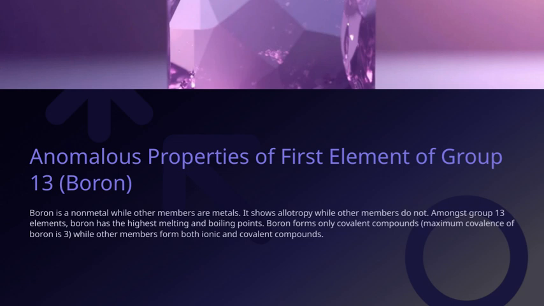Speaking of bonding, boron only forms covalent compounds with a maximum covalence of 3, meaning it typically shares electrons with up to 3 other atoms. In contrast, the other elements in the group can form both ionic and covalent compounds, showcasing their more metallic nature. These features make boron quite an anomaly, highlighting how its nonmetallic character influences its physical and chemical behavior, which ties into our overall theme of understanding the diverse properties within this group.